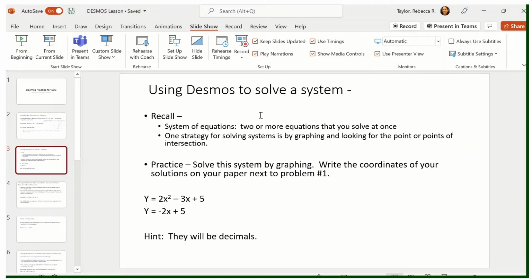All right, so some things that we want to make sure that we can use Desmos to do. So we're talking about systems of equations. We didn't really do a lot of systems in our EOC packet. So a system of equations is two or more equations that you solve at once. And so you're typically looking for both the x and the y value, but you want to make sure you're reading the directions.